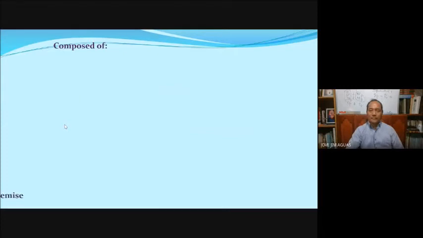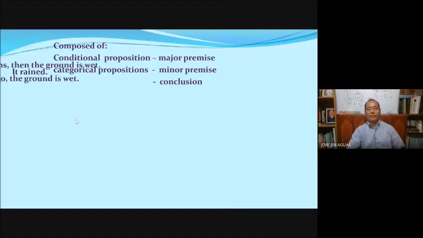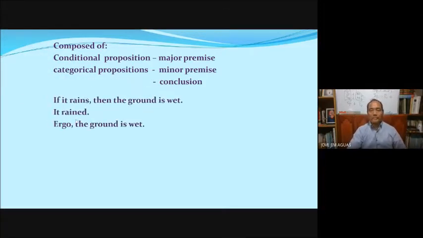So the conditional syllogism is composed of a conditional proposition as major premise, and then categorical propositions as minor premise and conclusion. Now remember, the major premise is the first premise, the minor is the middle proposition, the second premise, and then of course the last one is the conclusion. So here is an example. If it rains, then the ground is wet. It rained, ergo, meaning therefore, the ground is wet.